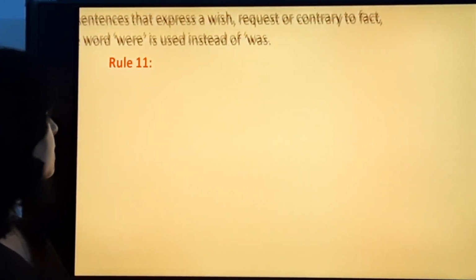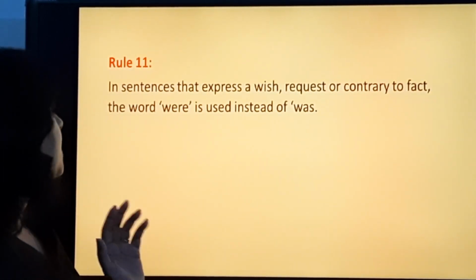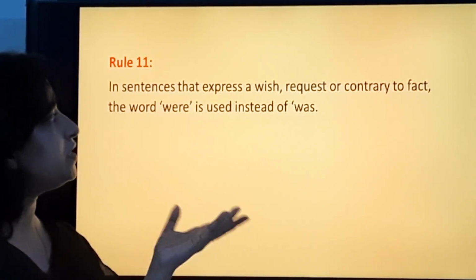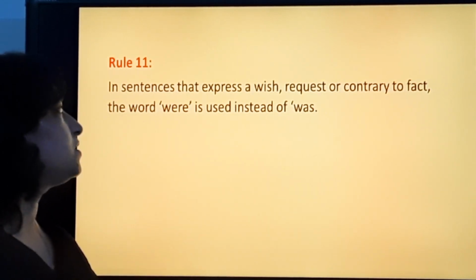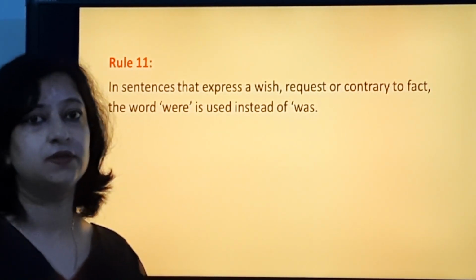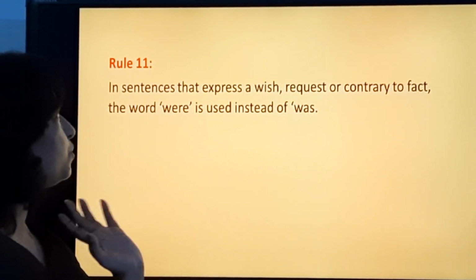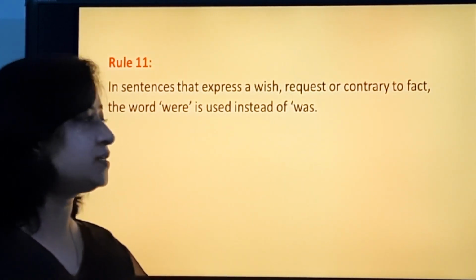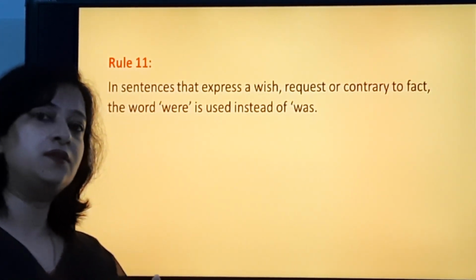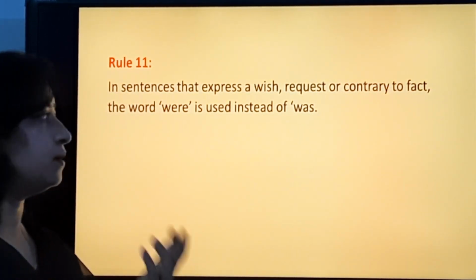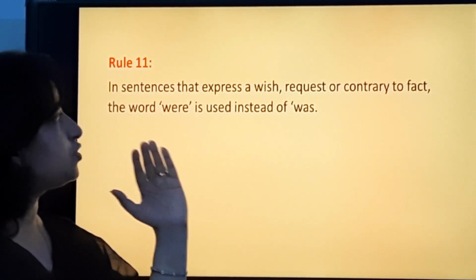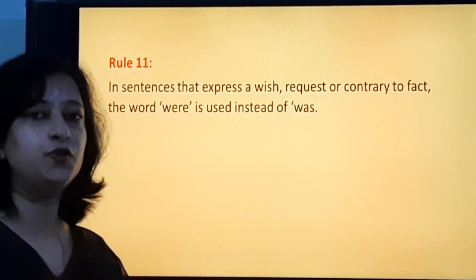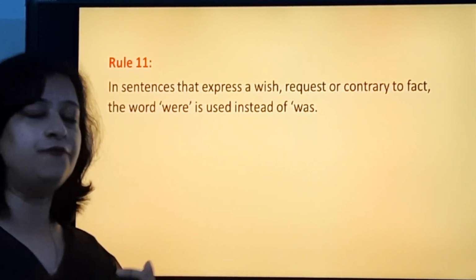Next rule. In sentences that express a wish, request, or contrary to fact, the word were is used instead of was. This is a very important rule to learn, children. Please focus on it. Whenever you make a wish, you make a request, or you express a thing that is just contrary to the fact, contrary to all other rules, we have to use the plural verb in place of the singular verb.